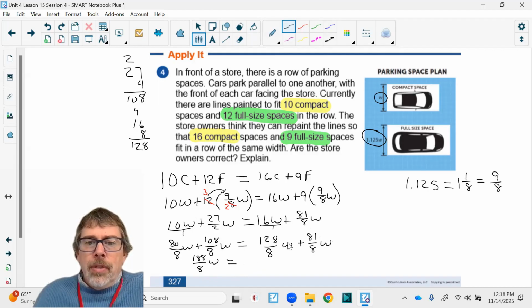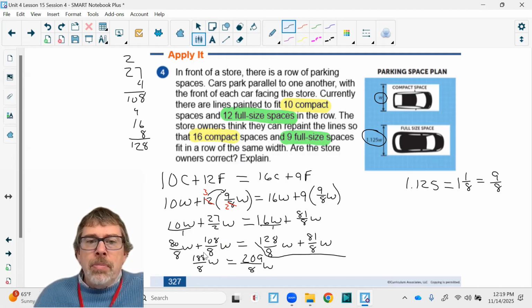equals, okay, 8 plus 1 is 9. Let me just draw a line here so we don't mix these up. 8 plus 1 is 9. 8 plus 2 is 10. Carry the 1. That's going to come out to be 209 over 8W. They're not equal. But what are they doing?